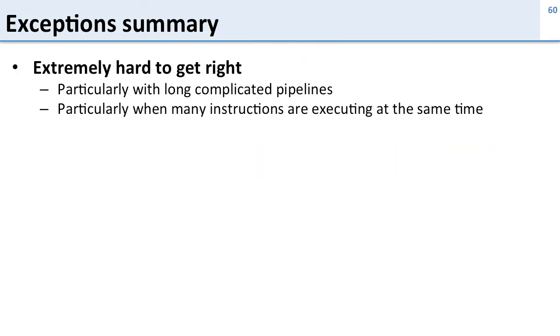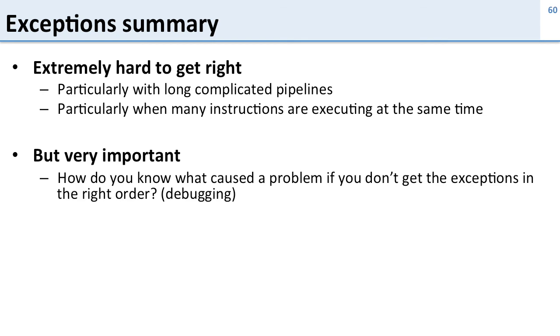So, to summarize exceptions, these are really tricky. It's extremely hard to design these right in a processor. We saw 2 cases where they're tricky to do in a simple pipeline. Imagine trying to get this right when you have a 17-stage pipeline and 50 instructions that are all executing at the same time. So very tricky. But they're also very important. If you don't do exceptions right, it's very hard to debug your code. It's hard to know that your operating system is running correctly. So it's critical to get this right.